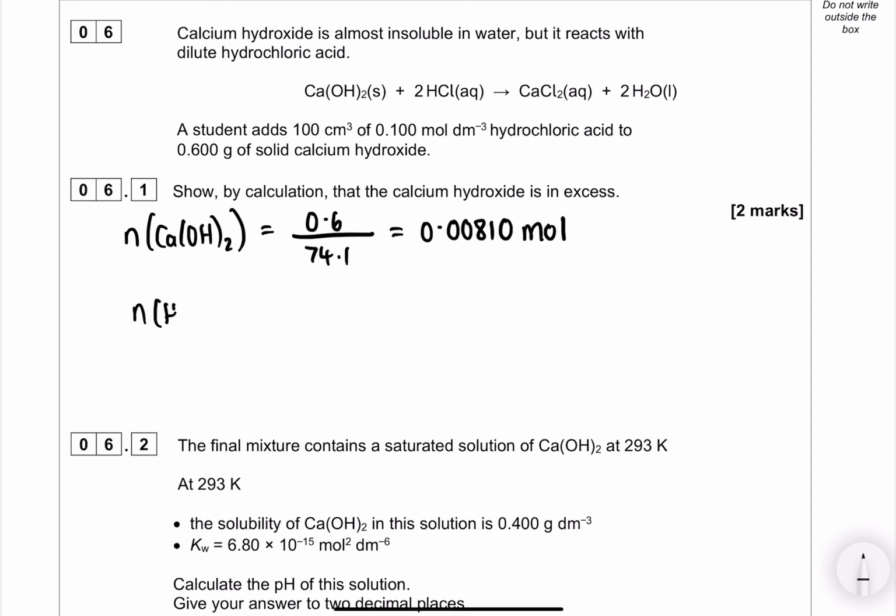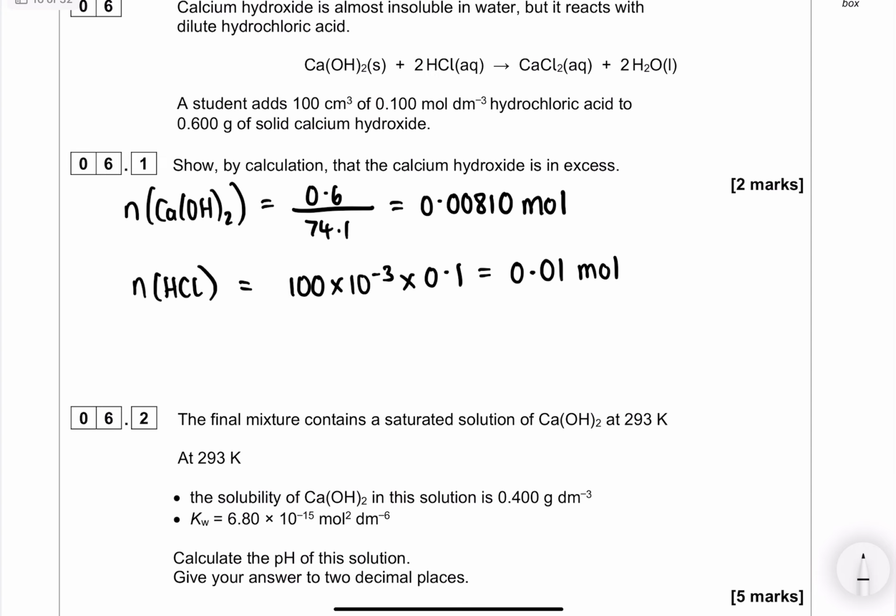The number of moles of hydrochloric acid that we've been given is 100 centimetres cubed times 10 to the minus 3 to get it into decimetres cubed, times 0.1, which is 0.01 moles. Now, it tells us the calcium hydroxide is in excess, but it looks like a smaller number, but that's because the ratio is 1 to 2.